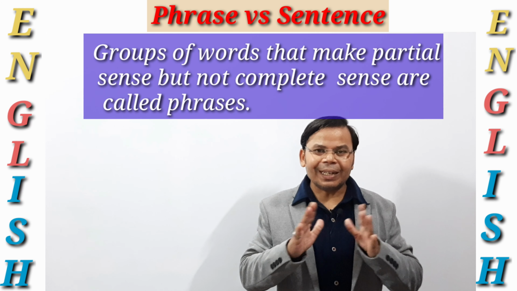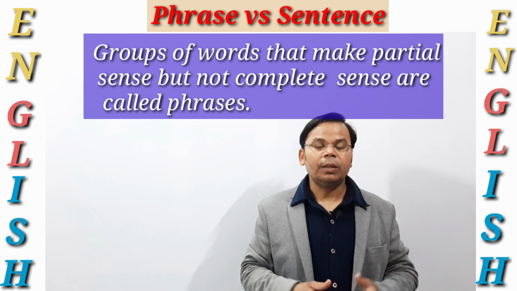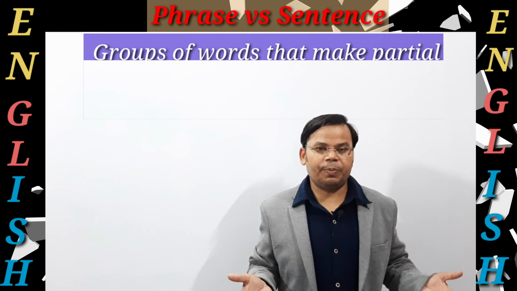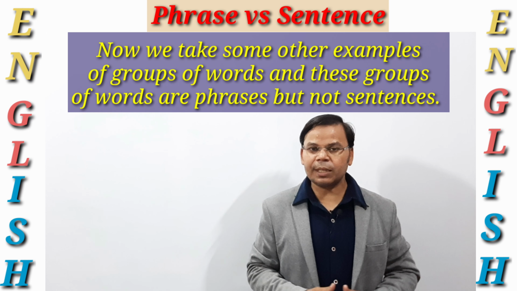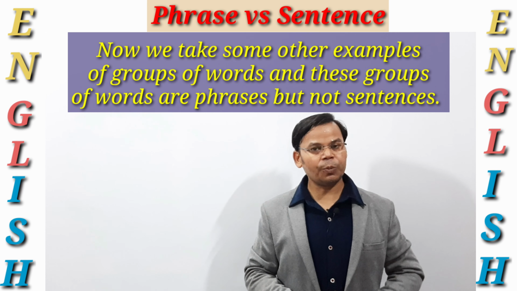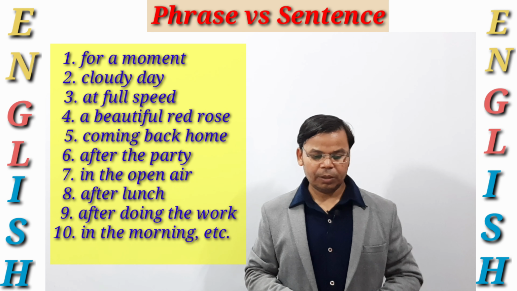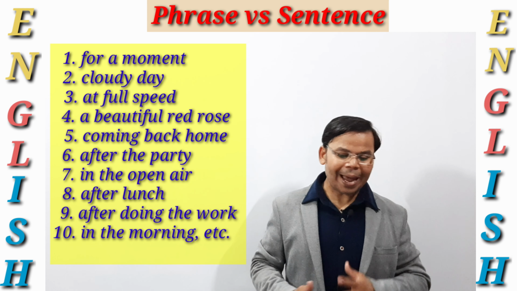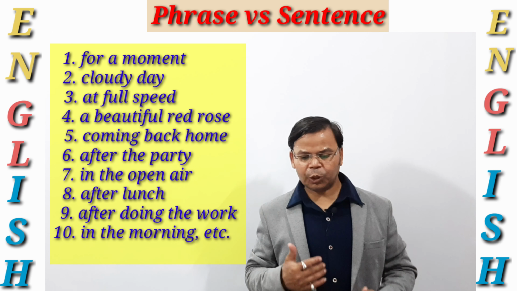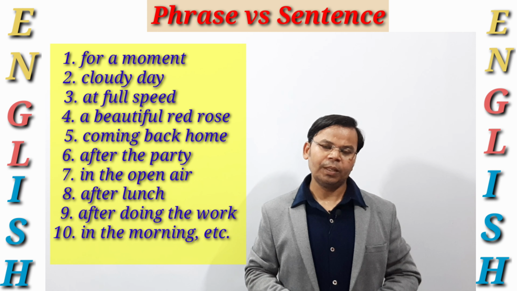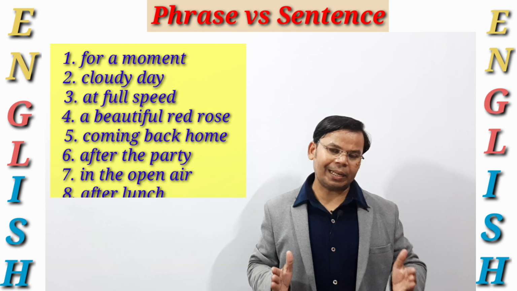A phrase does not have a verb. A phrase does not have a subject. Now we take some other examples of groups of words, and these groups of words are phrases but not sentences. So these groups of words are: for a moment, cloudy day, at full speed, a beautiful red rose, coming back home, after the party, in the open air, after lunch, after doing the work, in the morning, etc. These are some groups of words which are phrases but not sentences.